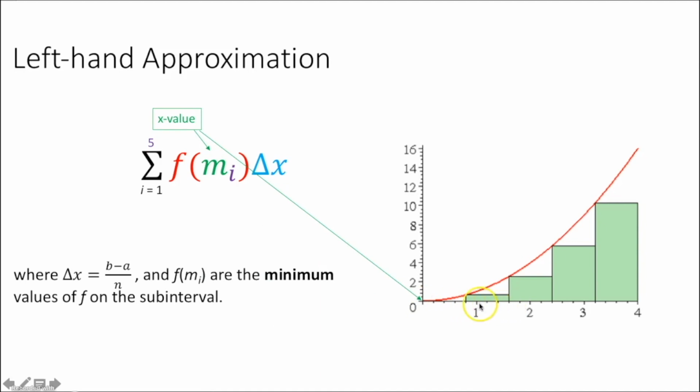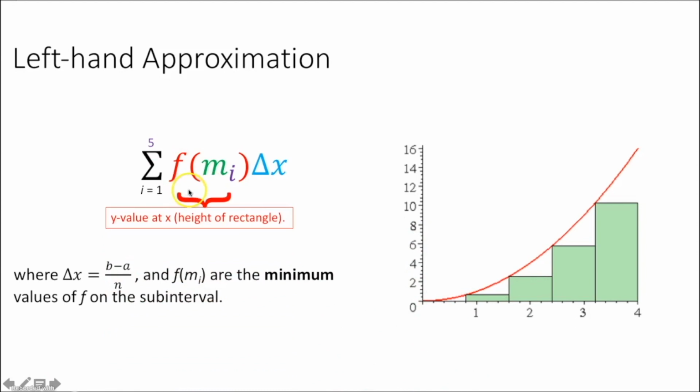On this second subinterval, you would plug in this x value. On your third subinterval, you would plug in this x value. Fourth subinterval, you would plug in this one, and then fifth, you would plug in this guy. Now, you plug them into the function to determine the height of your given rectangle. And that is going to be what this f represents. When you plug in your x value to the function, that will give you the height of your given rectangle. So this represents the height of your given rectangle.